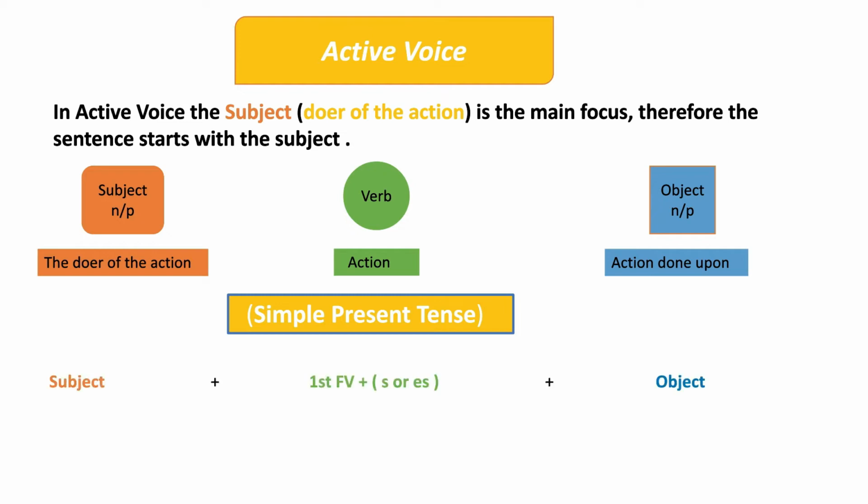You have the structural formulas of the simple present tense there. It starts with the subject, then comes the first form of the verb. S or es is relevant only when the subject is in the singular form. I repeat, singular form. For example, she sings. You add the s there. Without the s, it will have no meaning. The example we are going to use today is Amanda sings a beautiful song.